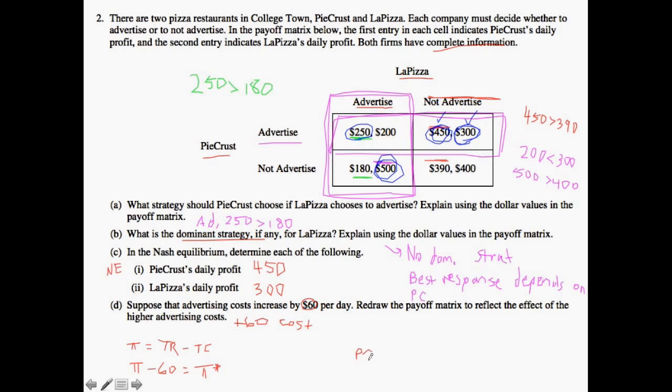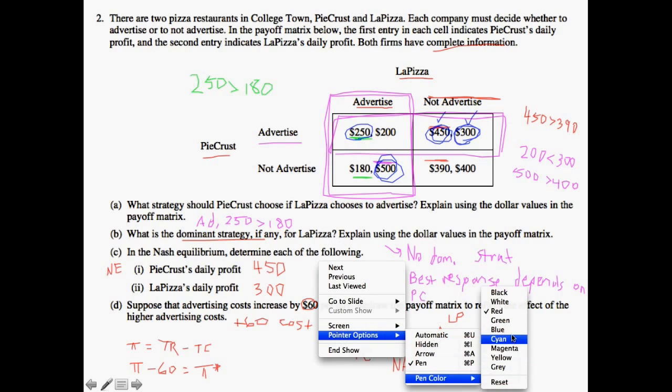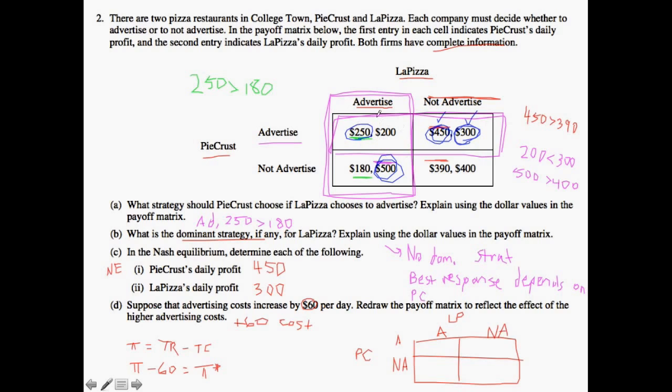So just in this lower corner, I'm going to write these two firms: advertise, do not advertise, advertise, does not. And then I'm going to draw this matrix. And then I'm going to think about this. In the case in which both advertise, we knew that the original situation was 250 and 200. In this case, because both advertise, we want to take 60 away from both of these payoffs. And therefore, 250 minus 60 is going to be 190, and then 200 minus 60 is 140.